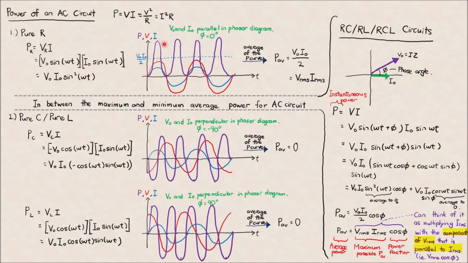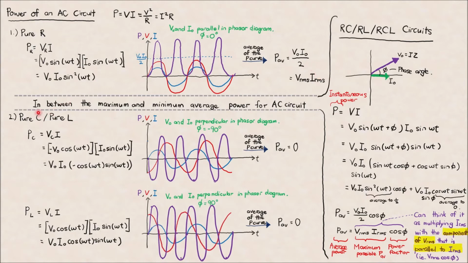Okay, so this is our power curve, and if we take an average of this power curve, so if you find the middle point of this curve, you find that the average is at V0 I0 over 2. That's why our average power will be equal to V0 I0 over 2, which, if you remember, V0 over square root 2 is VRMS, and I0 divided by square root 2 is IRMS. Therefore, we can change V0 I0 divided by 2 to be equal to VRMS IRMS. So that's the average power for a pure R circuit.